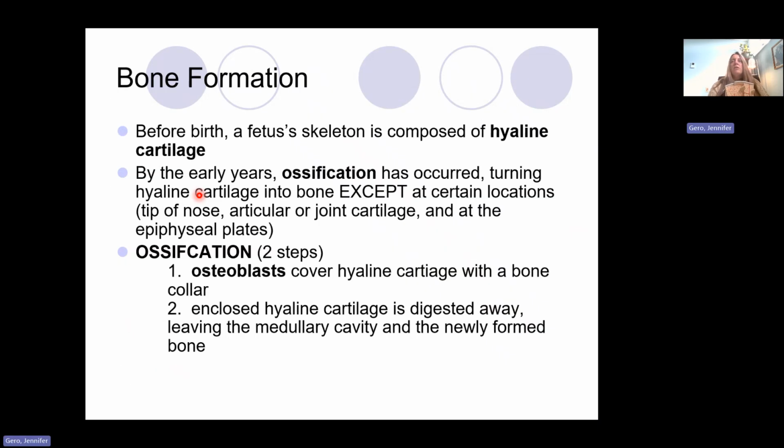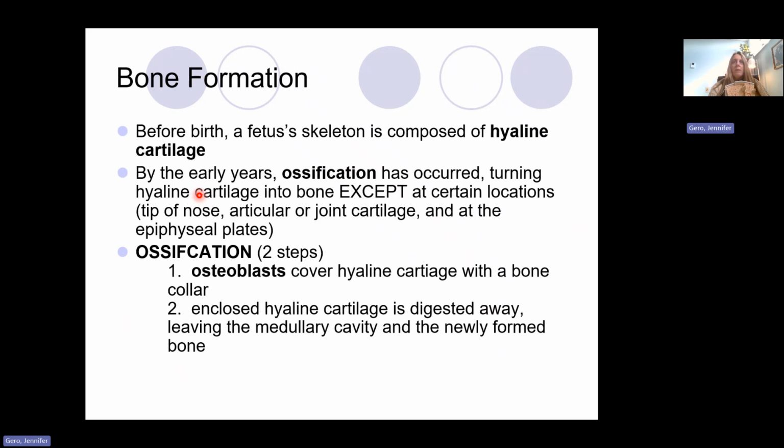All right, so bone formation. We talked about how cartilage is the building block for bone, and the process of making bone is called ossification. That's going to happen at two times in your life. When you were a fetus, all of your bones started off as cartilaginous templates, if you will, and then they went through the process of ossification to become bone.